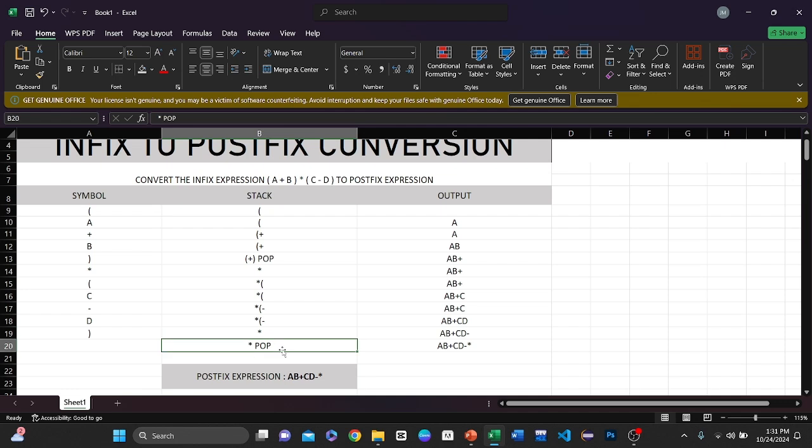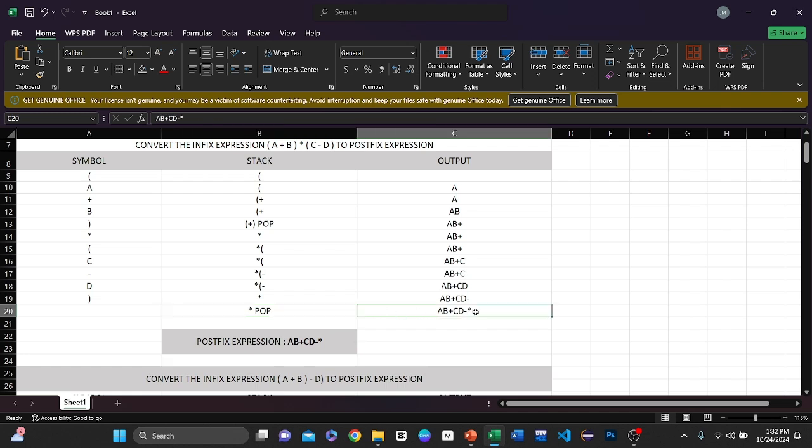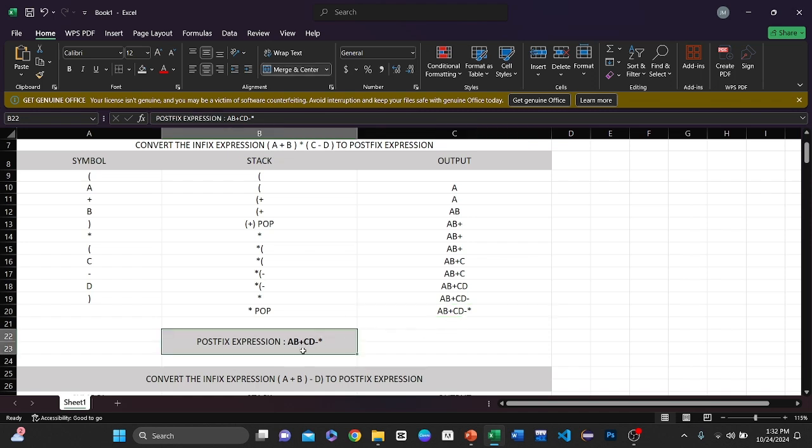So again, ang rule, if unsay nabilin nga stock, it should be popped. So gipop na nato ang asterisk. Then we will put the removed element or operator from the stock sa output. So mao na ang atong output. So the final output is ang atong postfix expression: A, B plus C, D, then minus, asterisk. So that is our postfix expression.